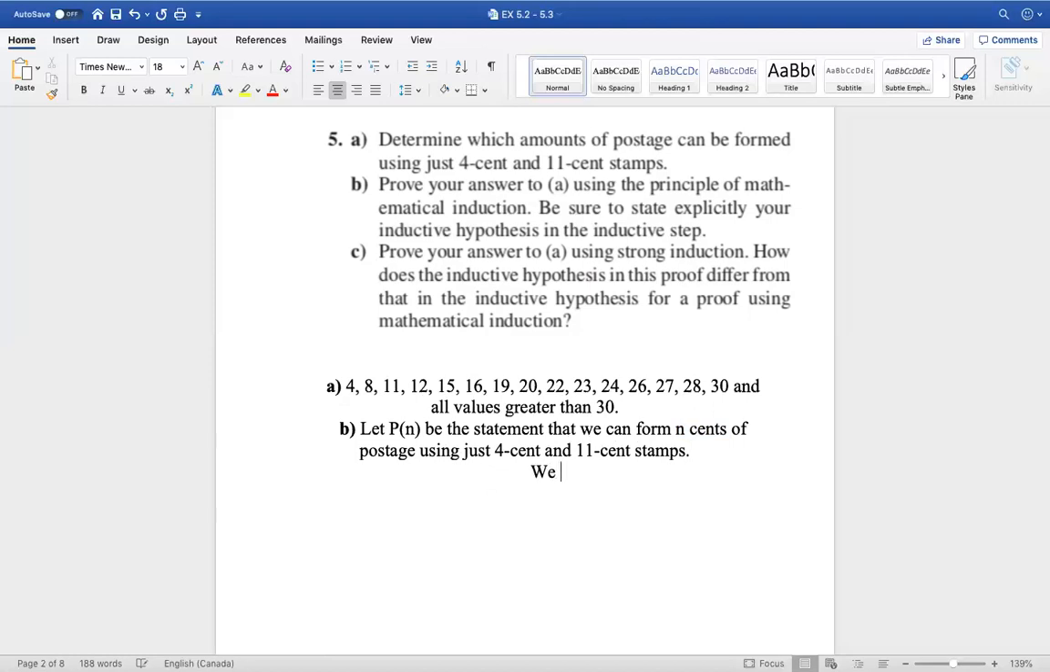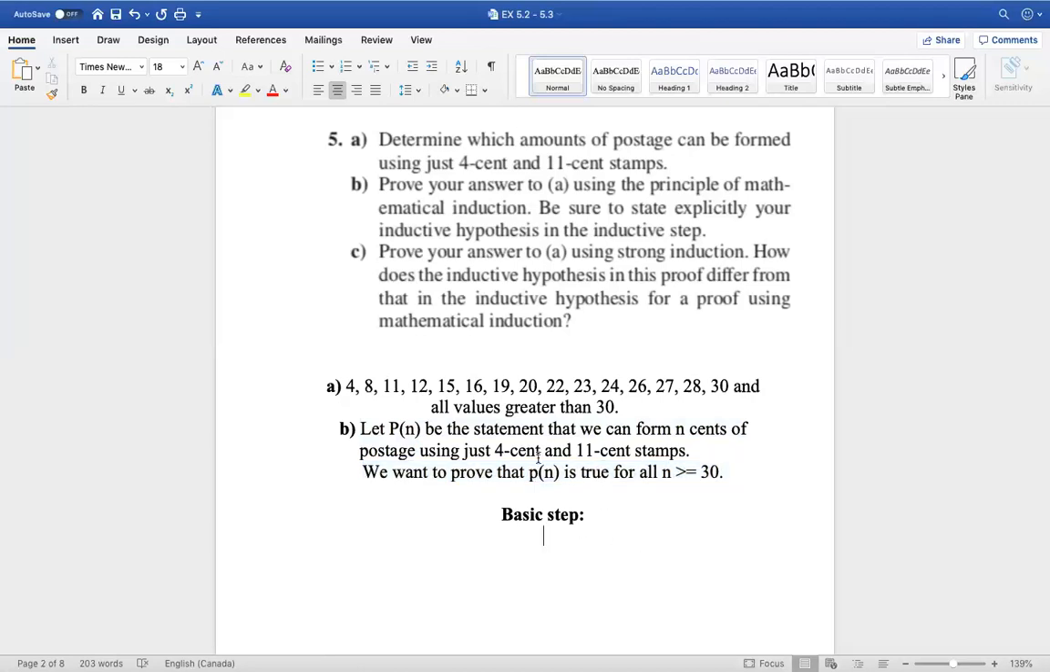Okay, so what do we want? We want to prove that P of n is true for all n greater than or equal to 30. Now, basic step. So in order to prove that, we have P of n, which represents basically n cents of postage using just 4-cent and 11-cent stamps. In the basic step, our smallest one here therefore is 30, because we are saying n is greater than or equal to 30 using this assumption. So we want to prove that P of n is true for all n.